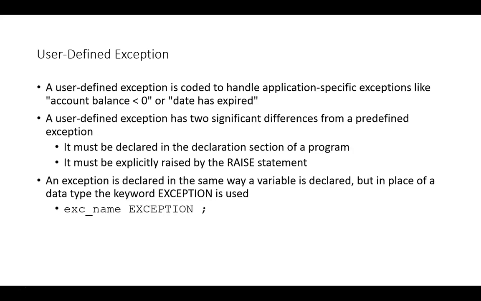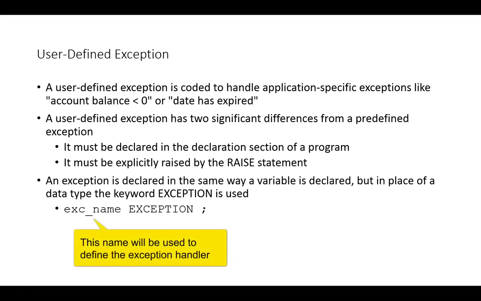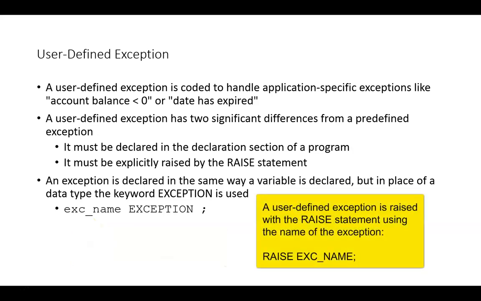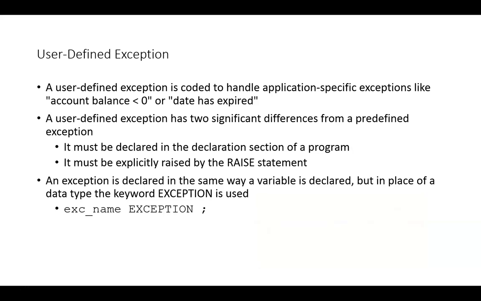An exception is declared in the same way a variable is declared, but in place of a data type, the keyword exception is used. So we provide an identifier and then exception, and then of course a semicolon to terminate the statement. An exception handler must be coded in the exception section to handle the exception when it is raised. So a user-defined exception must be raised explicitly with the raise statement, which is coded as raise, and then we use this exception name that we've assigned in the declaration section.